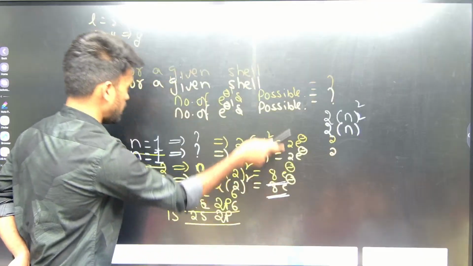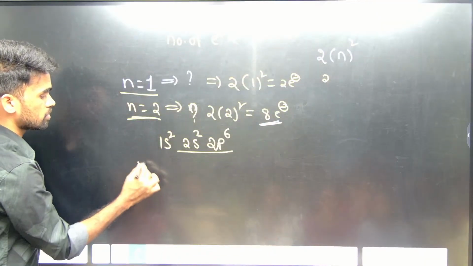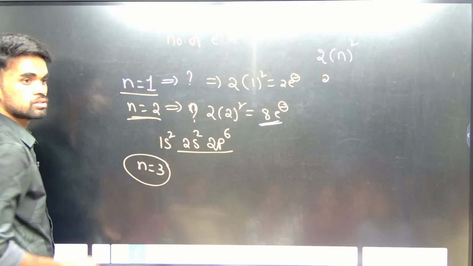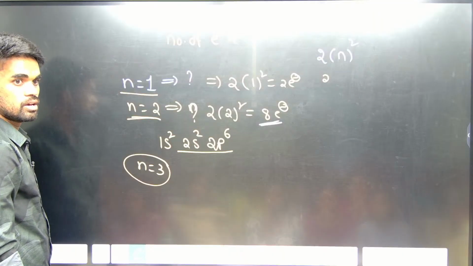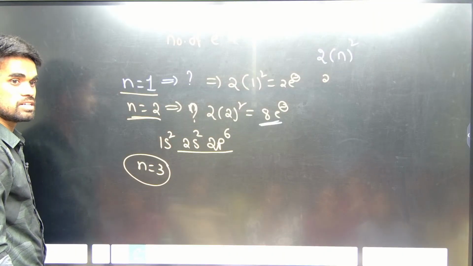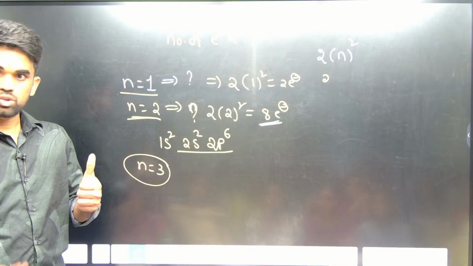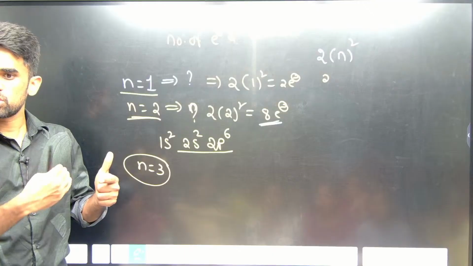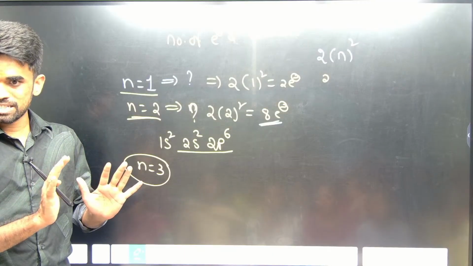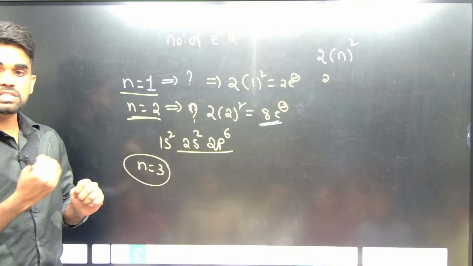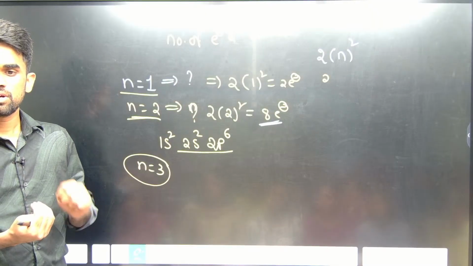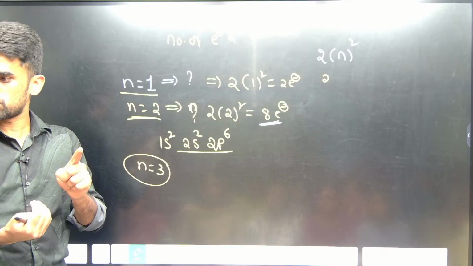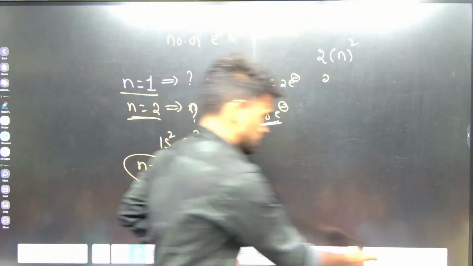Now tell me, n equals 3 means? 18. So what are those 18 electrons? 3s 2, 3p 6, 3d 10. So total is 18. Did you get the concept of what I am saying? So n equals 4 means 2n squared, 16 into 2, 32, like that. Okay, that's it.